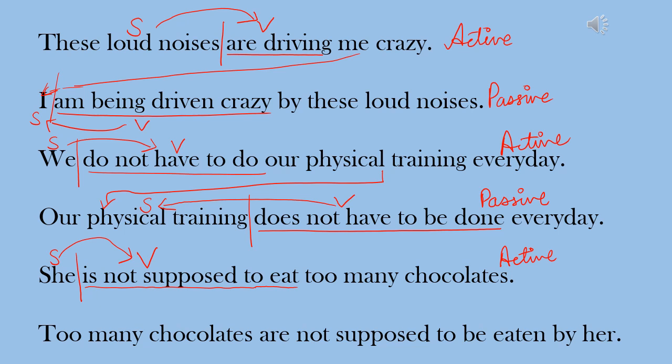Let us convert it to passive. Let us change the subject first. So too many chocolates, that is now the subject, are not supposed to be eaten by her. So now the action is are not supposed to be eaten. That is the action part, and the action is being performed upon the subject, that is too many chocolates. Hence, the sentence is in the passive voice.